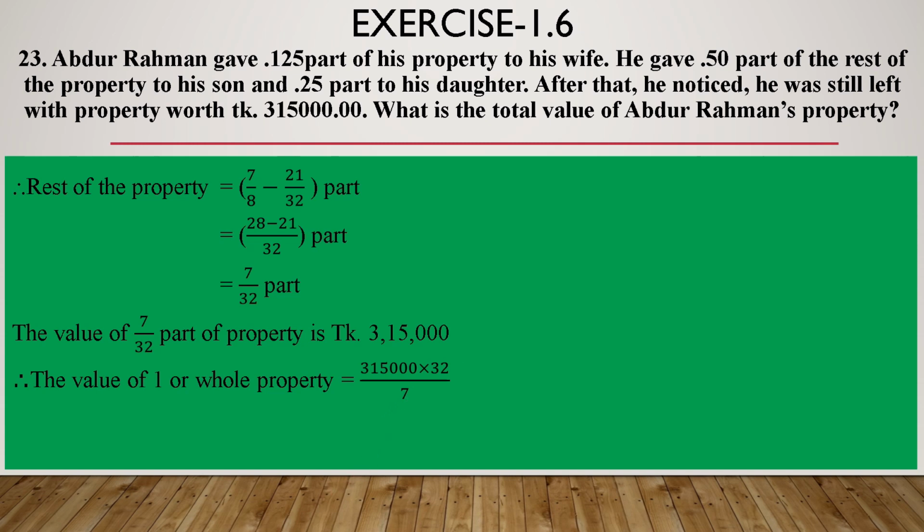And after that we can reduce like this: 3,15,000 multiplied by 32 divided by 7. So if you reduce 3,15,000 by 7, what will we get? You can see 4 sevens are 28. So 4 sevens are 28. It will be 3. 7 fives are 35, and there are the rest of the zeros, 30.